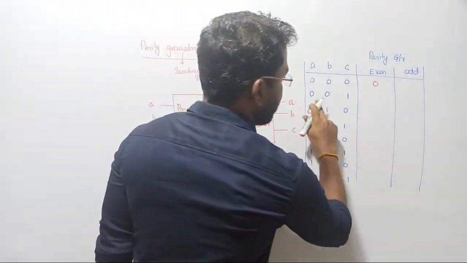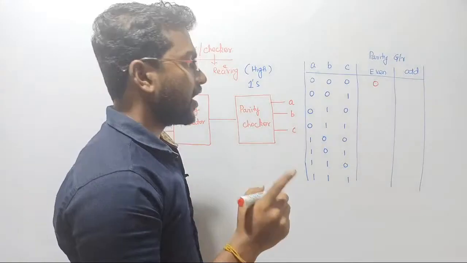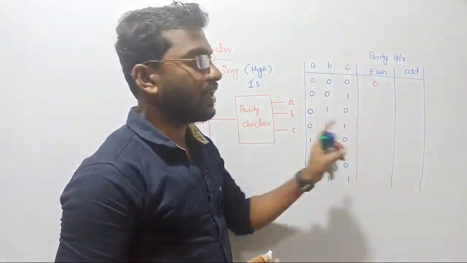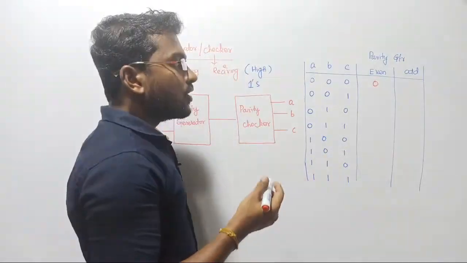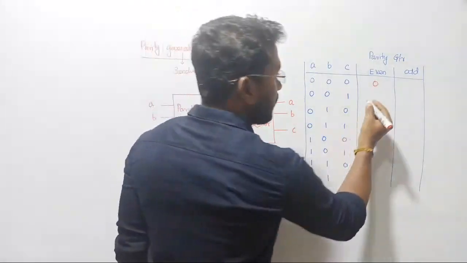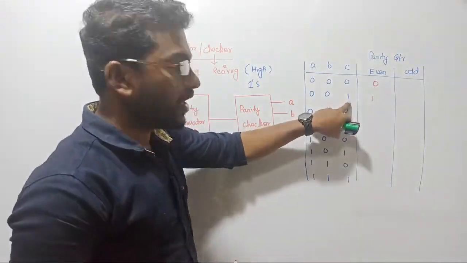Next, let us consider the second combination: 0 0 1. How many ones are there? We have a single one. A single one is not acceptable in the even parity generator, so what will it do? Single one is not acceptable in the sense that it will add one more one so that it becomes an even number of ones. See, there, already I have 1.